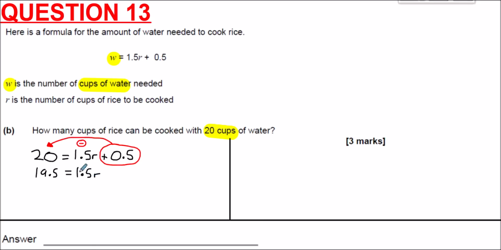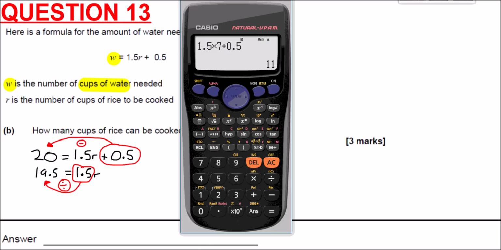Now R is being multiplied by 1.5, but we don't want 1.5R, we want to have R on its own. So we can get rid of this 1.5. That 1.5 is multiplying the R, so if we swap the side, we'll swap the sign to the opposite of what it's doing right now. Right now it's multiplying, so when we swap the side, we'll swap it to the opposite, which is dividing. And so R equals 19.5 divided by 1.5.